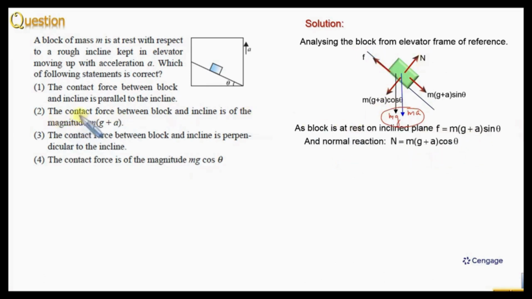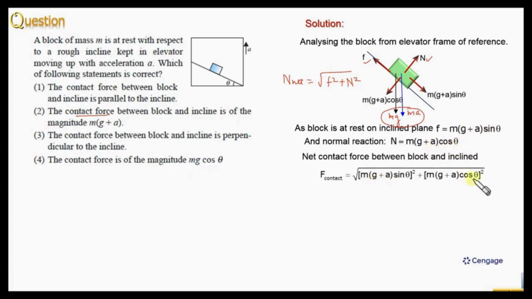Now we need to find the contact force. Contact force is the vector summation of the normal reaction and friction force. So here we can write N net equal to under root f square plus N square. So let us write the vector summation. This is m(g + a) sin theta whole square plus m(g + a) cos theta whole square. So this will be the expression.